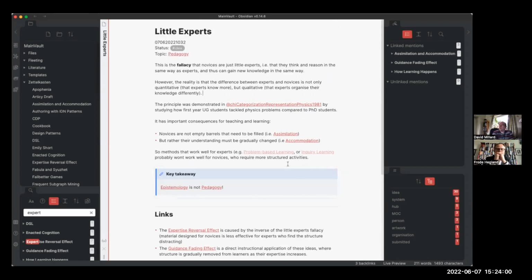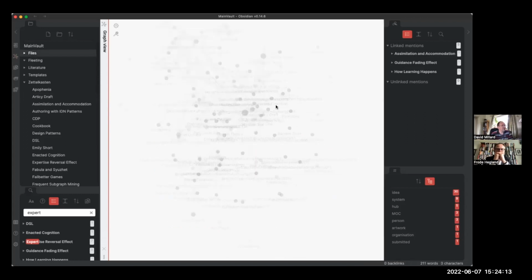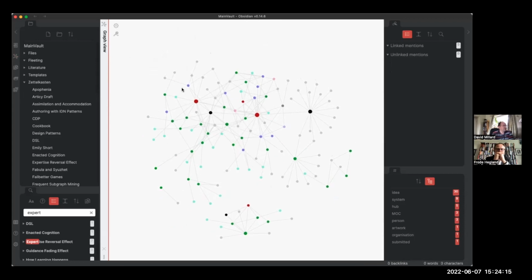The idea is that you have these atomic pages, and then you have these maps of content. So the maps of content, as I said, are more trying to make sense of what you've got, putting links in there. That then generates a graph, and you can color things by their tag.